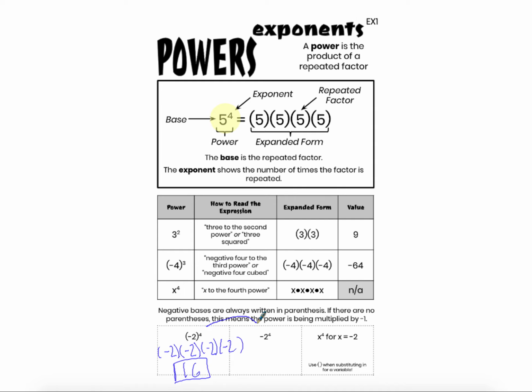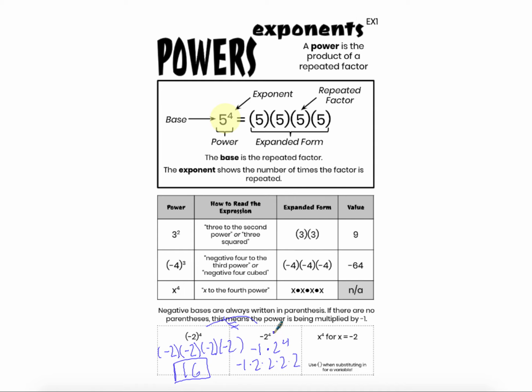It's really important that you understand that these are not equivalent. Parentheses negative 2 to the 4th and negative 2 to the 4th without parentheses. This without parentheses with order of operations is actually negative 1 times 2 to the 4th. So without parentheses, my base is 2, my repeated factor is 2, and then after I find 2 times 2 times 2 times 2, I will multiply that by negative 1. So negative 1 times 2 times 2 times 2 times 2.